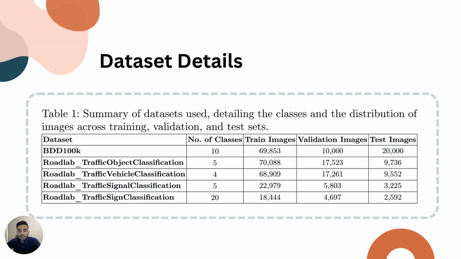So this is the summary of the datasets used. We took the entire BDD100K as one dataset, but we broke down RoadLab into four different categories, which is traffic objects. Traffic objects would have pedestrians, vehicles, traffic signs, and traffic signals. And traffic vehicles, signals, and signs were broken down into their own respective categories. The reason for doing that was because this ensured a robust testing ground for comprehensive model evaluation.